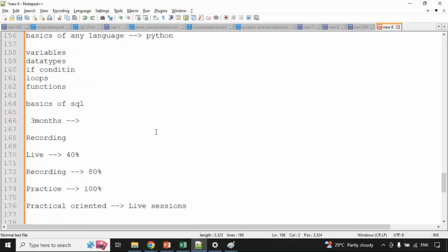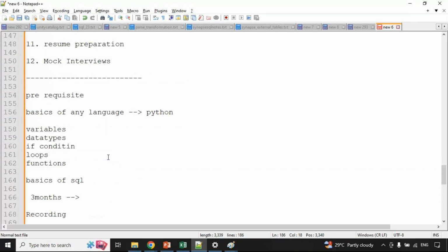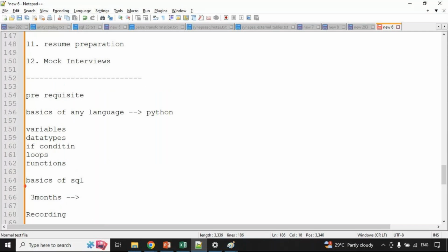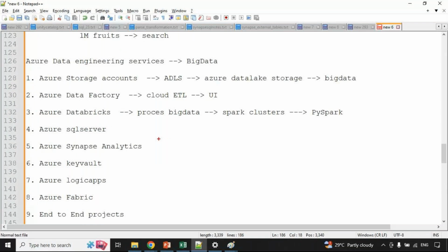Every day I'm going to provide assignments, guys, because learning happens only when you work on assignments. And if people are thinking the duration is too long, then you can go for parallel learning also, because Data Factory and Databricks are two individual courses. Once you complete these two, as I said, this is the combination of these, and this is the combination of Fabric.